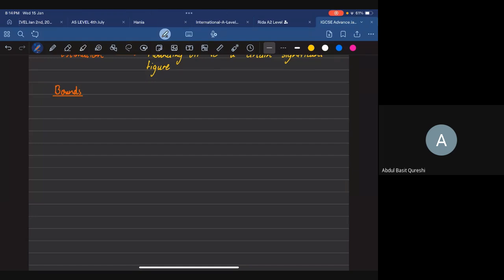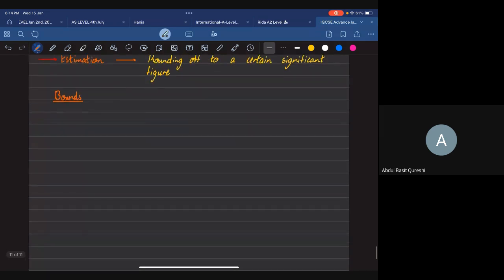Very well done, Basit. Two types of bounds, upper bound and lower bound. Explain them to me a bit further. What would these two types of bounds be? Upper bound is a slightly bigger value, like if it is given to 1 decimal place, you can add 0.05 to it to make the upper bound, and subtract 0.05 to make the lower bound. Wow, Basit, that is excellent. Yes, Basit is absolutely right.